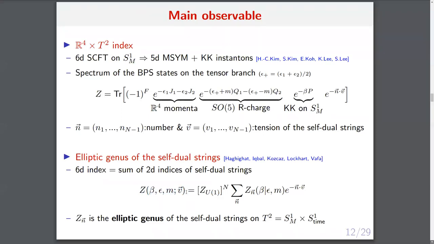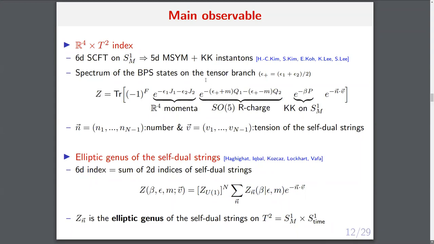Here, the 6D index can be written as a sum over the string charges with the self-dual string fugacity, and its coefficient is given by the 2D index of the self-dual strings. This coefficient is called the elliptic genus of the self-dual strings, which are wrapping on the two-torus made of the M-theory circle and the time circle. And as an overall factor, we have an abelian part which does not couple to the self-dual strings. So we're going to use the elliptic genus as a basic building block to study the 6D index.